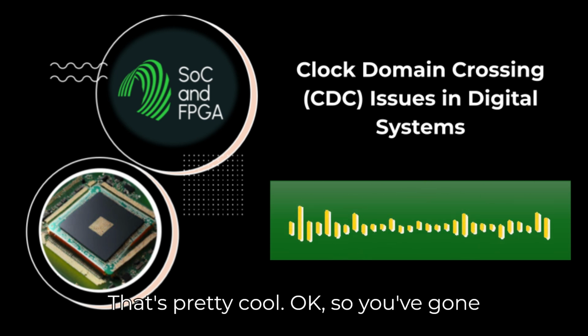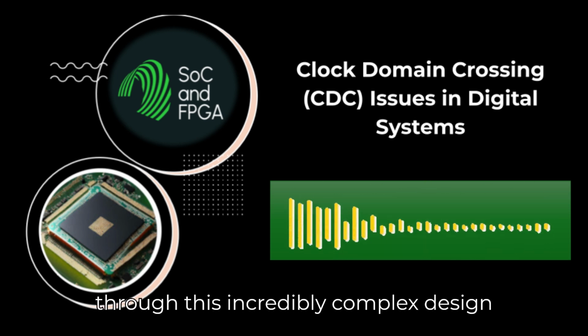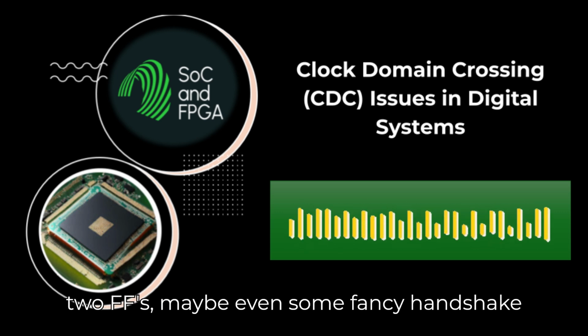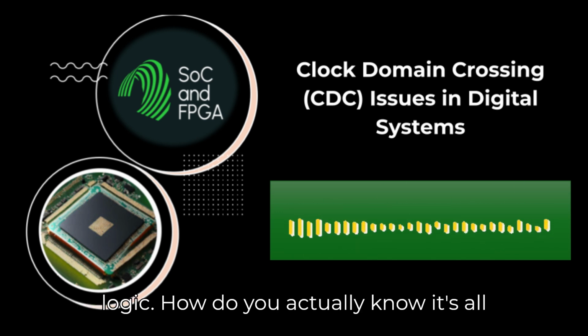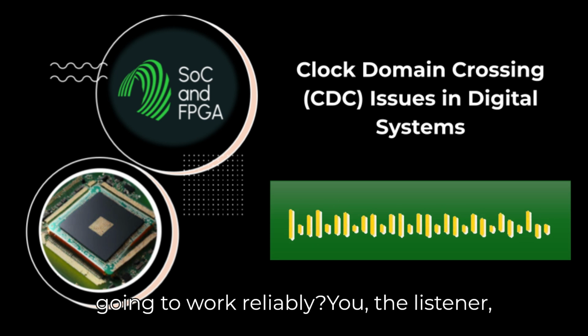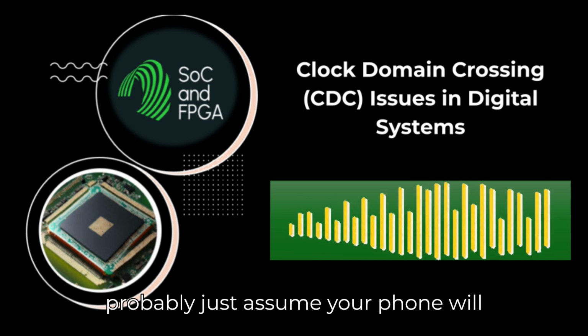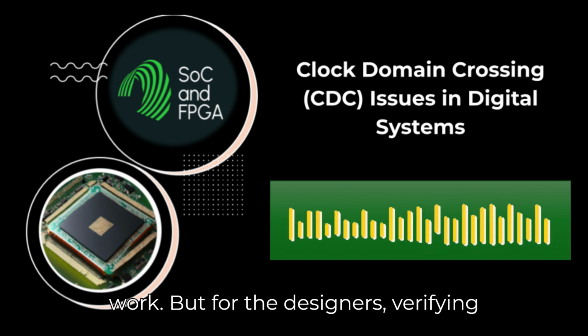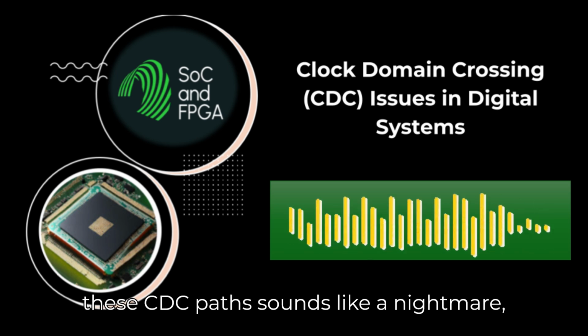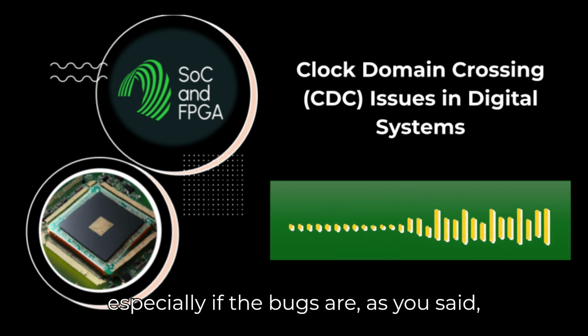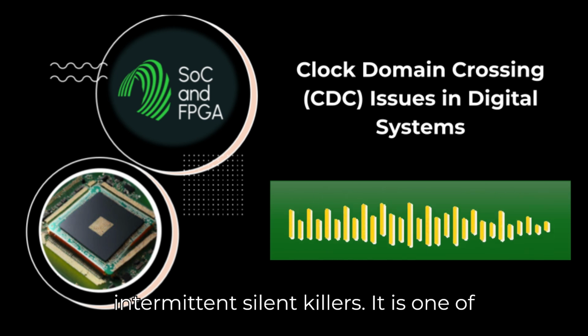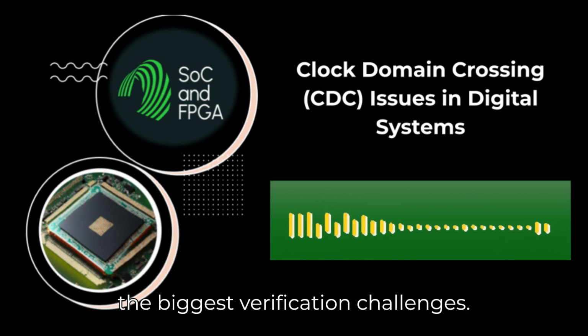That's pretty cool. Okay, so you've gone through this incredibly complex design process. You've picked your FIFOs, your two FFs, maybe even some fancy handshake logic. How do you actually know it's all going to work reliably? You, the listener, probably just assume your phone will work. But for the designers, verifying these CDC paths sounds like a nightmare, especially if the bugs are, as you said, intermittent silent killers. It is one of the biggest verification challenges, absolutely.